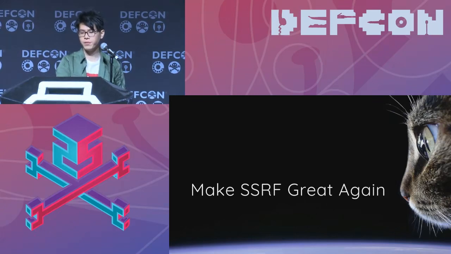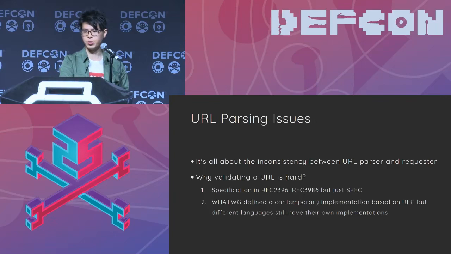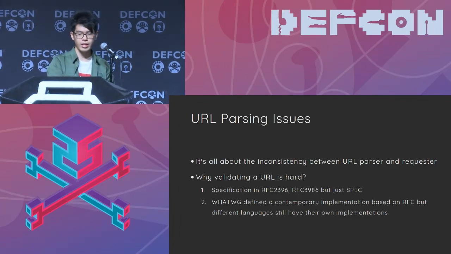Today, we prepared 4 sections to make SSRF great again. First part, URL parsing issues. This is all about the inconsistency between the URL parser and the URL requester. It is common to fix an SSRF by validating the URL. But validating a URL is hard work. Why? The spec of URL is defined in RFC 3986, but it is only a spec without implementation guidelines.